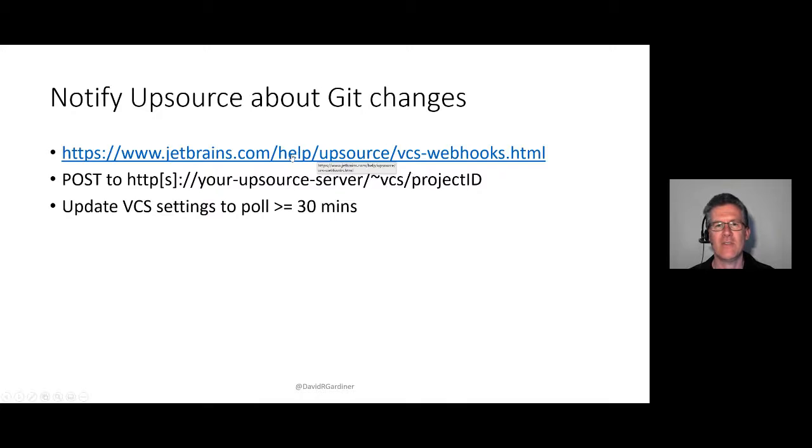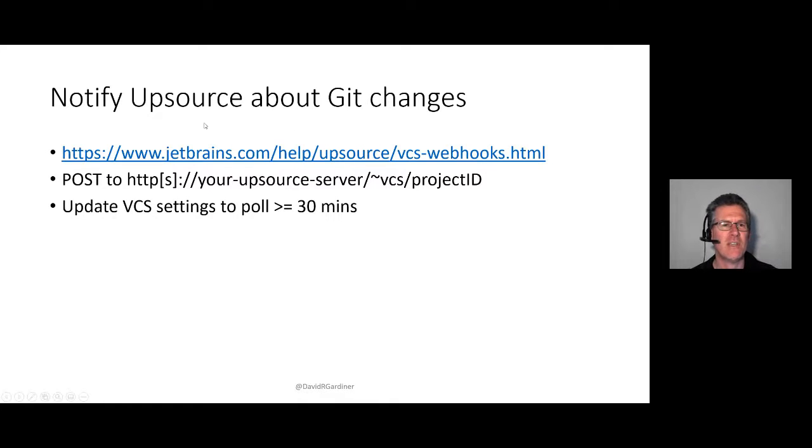So there's a link here to the UpSource documentation on how that can work. And essentially we've got a URL of our UpSource server, and we're using this notation, and we just need to pass in the project ID to notify UpSource that it should go and check if there's any new commits to Git. So by default, if we don't do this, then UpSource and TeamCity will just poll the Git repository at a regular interval, which is okay, but it means that there can be a delay while you wait for it to notice if there's a change.